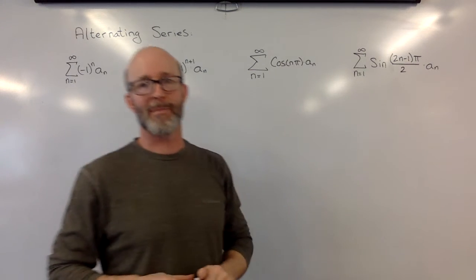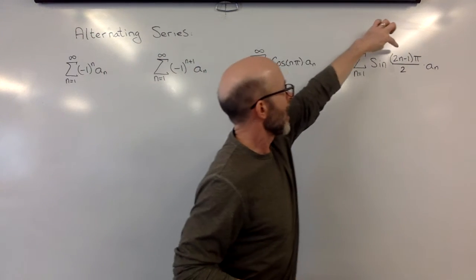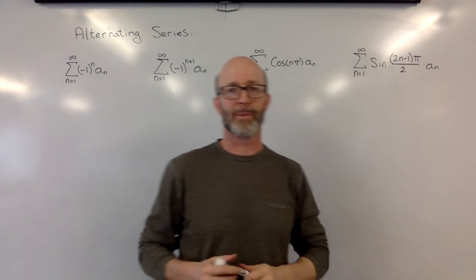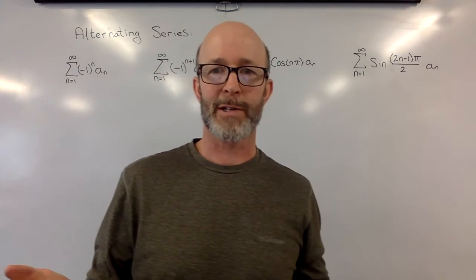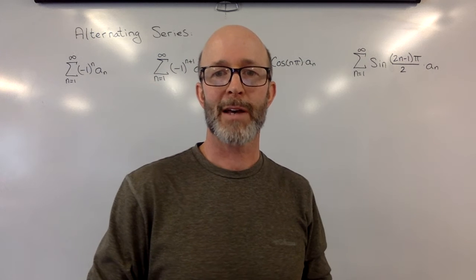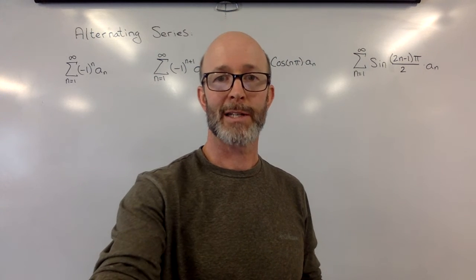Likewise, over here, that 2n minus 1 is just a fancy way of saying odd multiples of pi over 2. Any odd multiple of pi over 2. And once again, as you plug in different values of n, that will change from positive to negative.